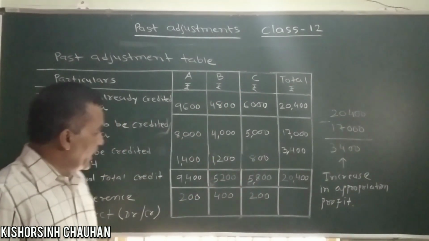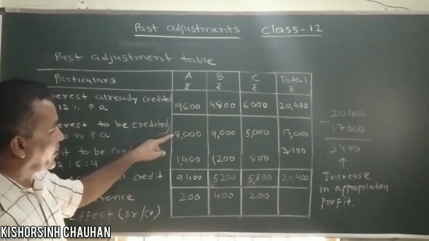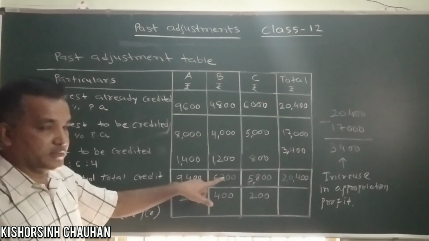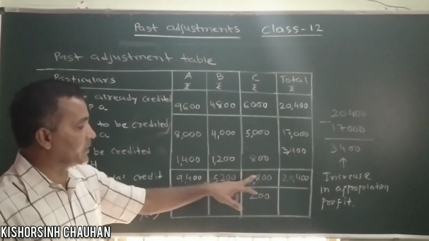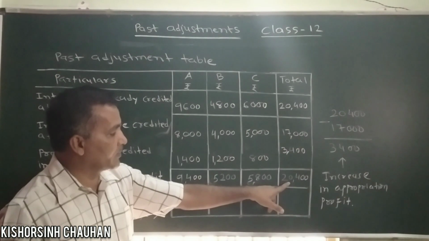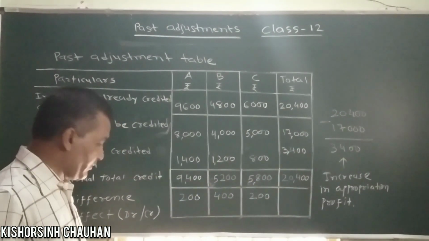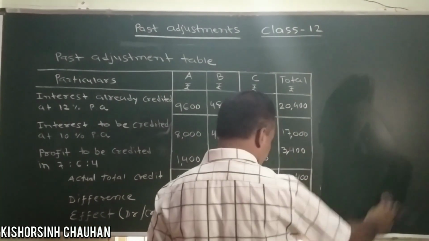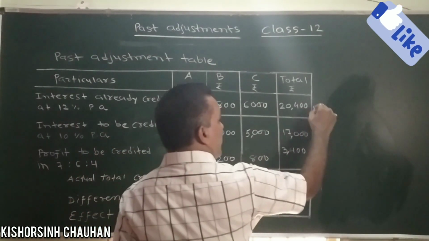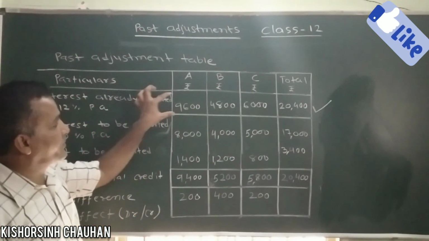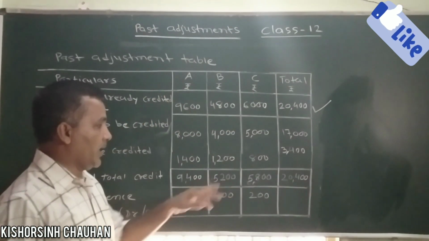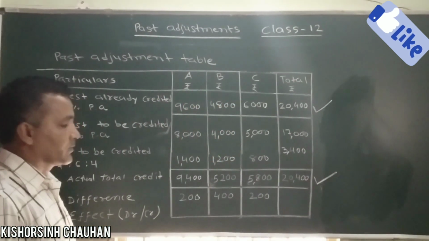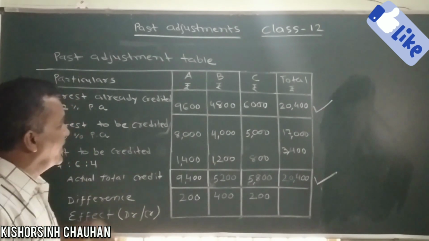Okay. Now when we make the total of these two, 8,000 and 1,400 is 9,400, 4,000 and 1,200 is 5,200, 5,000 and 800 is 5,800. So the amount is coming 20,400. So now here we have two amounts. Now we will do the comparison. This is the wrong credit given. This first portion is showing the wrong credit, and this portion is giving the actual amount to be credited. So now let us compare one by one each partner.